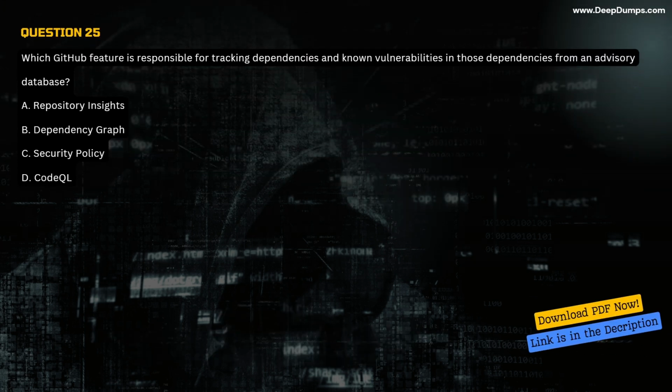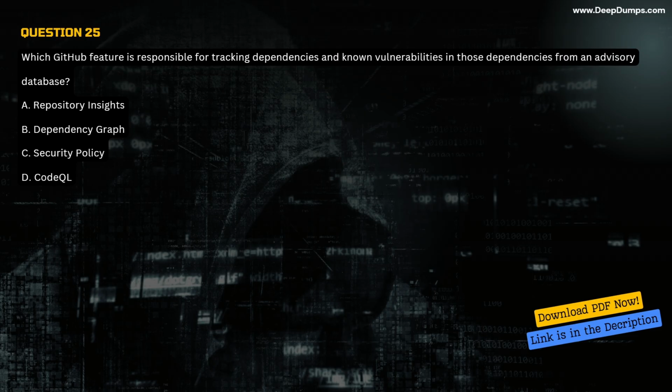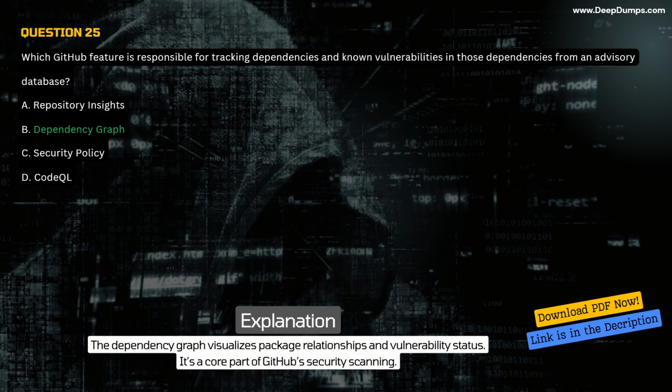Question 25. Which GitHub feature is responsible for tracking dependencies and known vulnerabilities in those dependencies from an advisory database? A. Repository Insights. B. Dependency Graph. C. Security Policy. D. CodeQL. Correct answer B. Dependency Graph. Explanation. The dependency graph visualizes package relationships and vulnerability status. It's a core part of GitHub's security scanning.